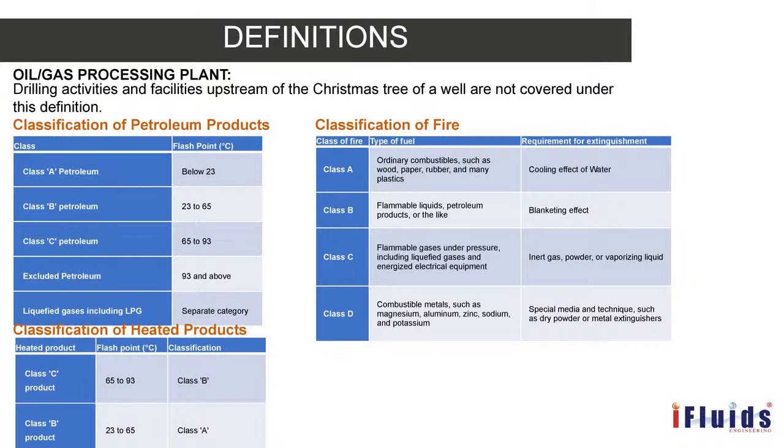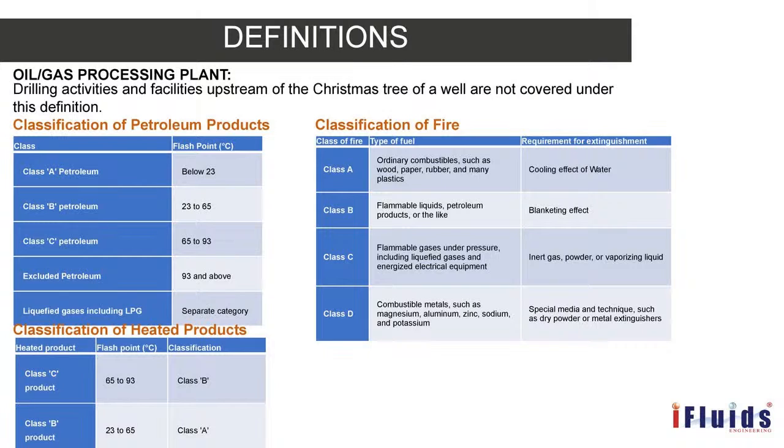In order to capture one exclusive point which is mentioned with respect to this oil and gas processing plant, this particular standard is not applicable for the upstream facility of the Christmas tree. So, under oil and gas processing plant, this particular facility won't be a part of this OISD. So, it is not covered in this OISD. So, what are all the types of fires? Because all these definitions are provided.